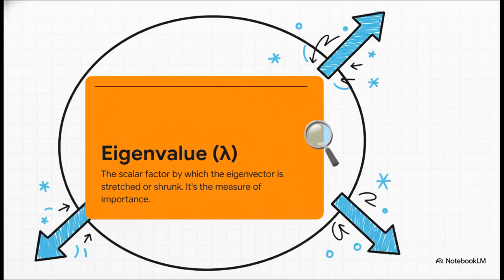Okay, so the eigenvector gives us the direction, that special, stable highway. But how much does that direction matter? Is it a superhighway or a quiet back road? That's where its partner, the eigenvalue, comes in. The eigenvalue, this little lambda symbol, is just a number. It tells us exactly how much that eigenvector got stretched or shrunk. It's the magnitude, the importance of that direction.